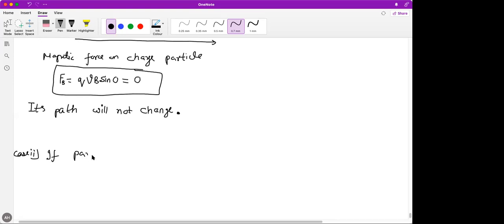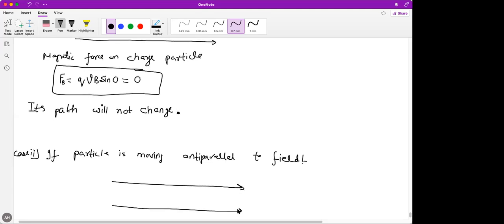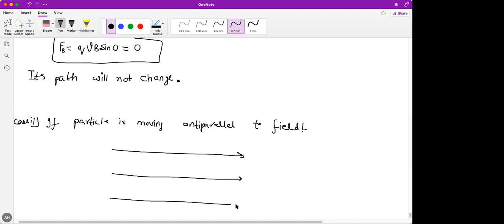If the particle is moving anti-parallel to the field. What do you mean by anti-parallel? Parallel means same direction. Anti-parallel means opposite direction. This is how it's moving anti-parallel.